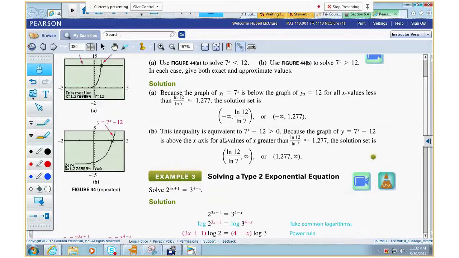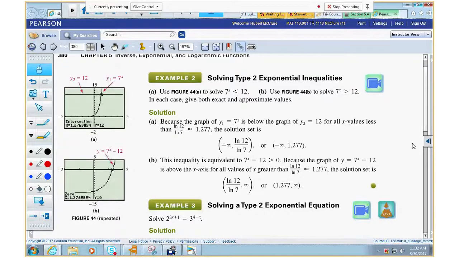All right, look at this one. This one says 2 to the 3x plus 1 is equal to 3 to the 4 minus x. Write that down. Make sure you get it right, because I'm going to put it on the whiteboard. All right, you done?